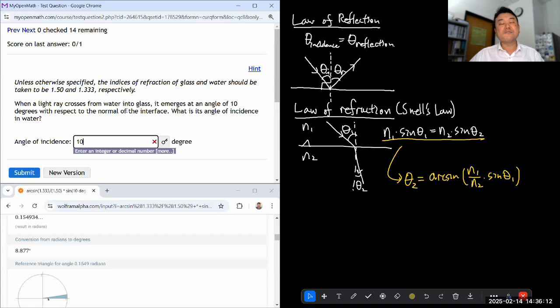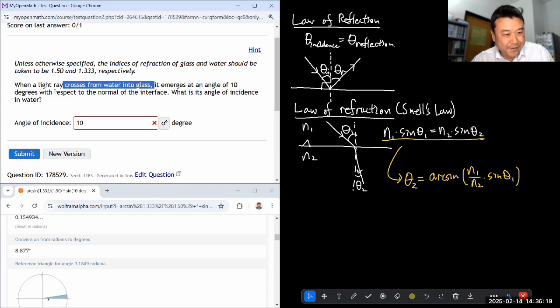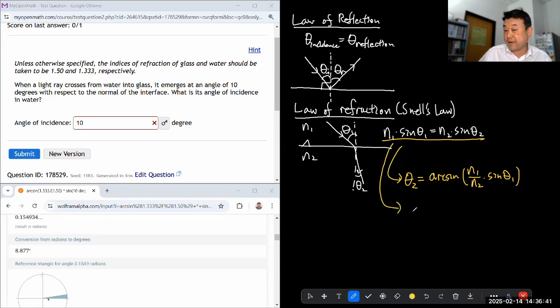Oh, I really gotta read the question. What it's telling me is it emerges at an angle of 10 degrees. Wait, water into glass emerges. Oh, I guess emerges on the glass side, I think. Yeah, so theta 2 is 10 degrees. Okay, I got it. So I need a new algebraic expression that's solved for theta 1.